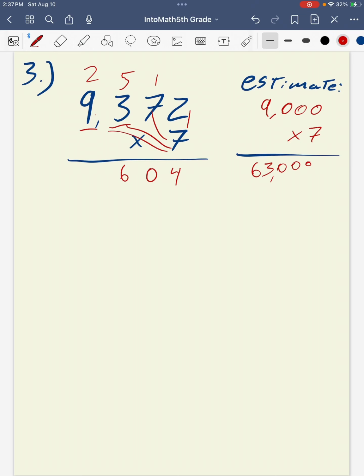Lastly, I multiply 7 times 9, which gives me a product of 63, plus 2 gives me a total product of 65,604. This is relatively close to the estimate of 63,000. Remember, when we're estimating, it does not need to be spot on what we are doing. It just needs to be close or relative to the number that we are looking for.